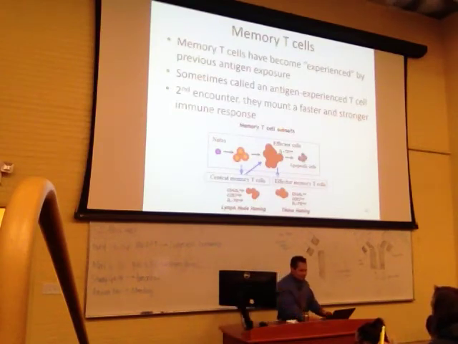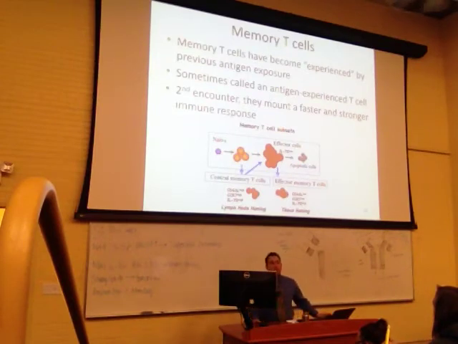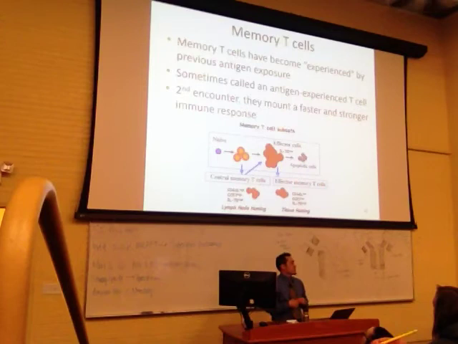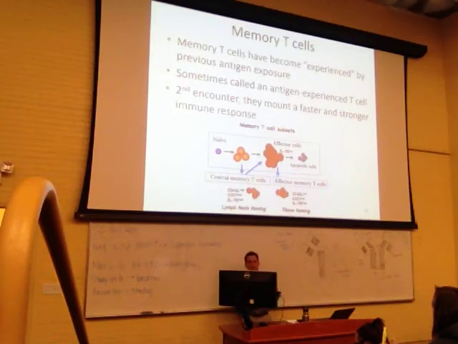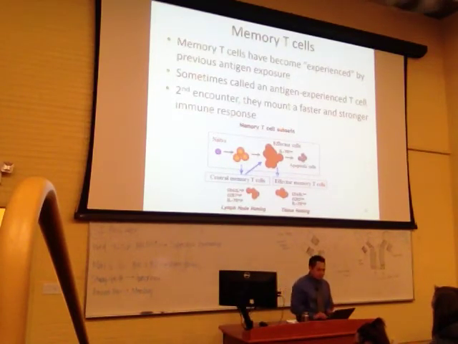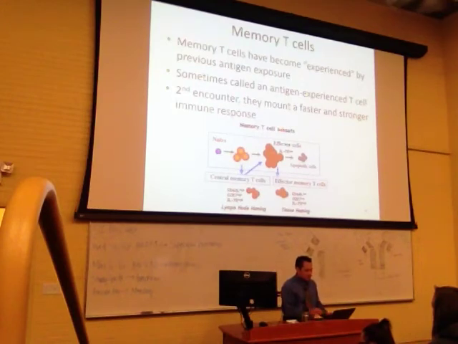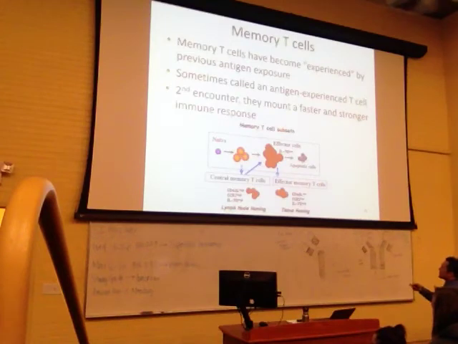All right, lastly on T cells, the memory T cells. Once they become experienced, and they become experienced by a previous antigen exposure, we call that sometimes an antigen-experienced T cell. So on the second encounter, they mount a faster and a stronger immune response. So how does this happen? You can see a different way of looking at it from this paper that I pulled.